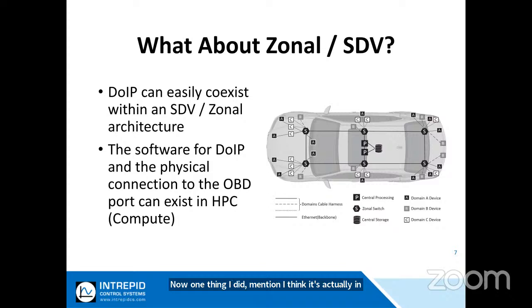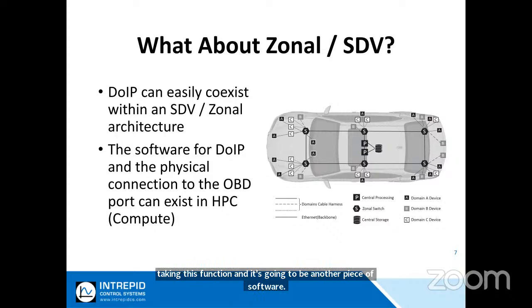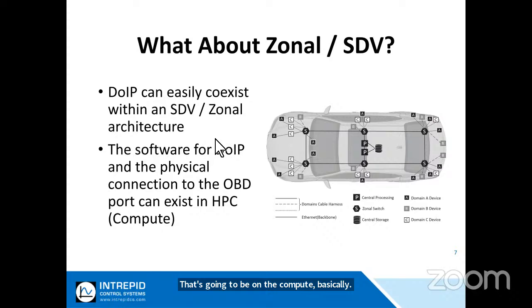Now, one thing I did mention, I think it's actually in the text for our advertisement for this, and I'm sure people would be asking: what about zonal architectures or SDV, software-defined vehicles? And the answer is DoIP can easily coexist. In fact, it could be part of it, not a problem at all. Just keep in mind, all you're really doing is taking this function and it's going to be another piece of software on the compute, basically.